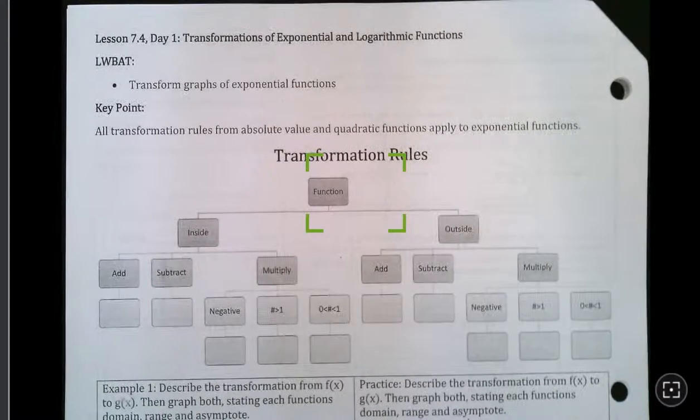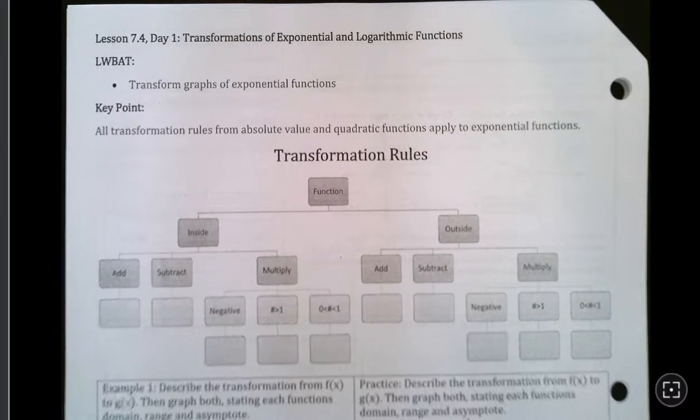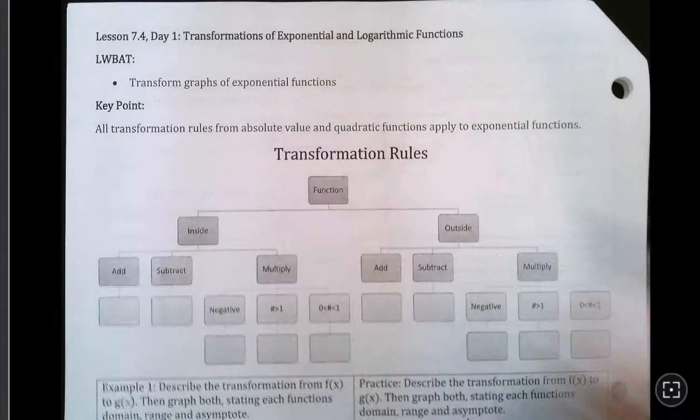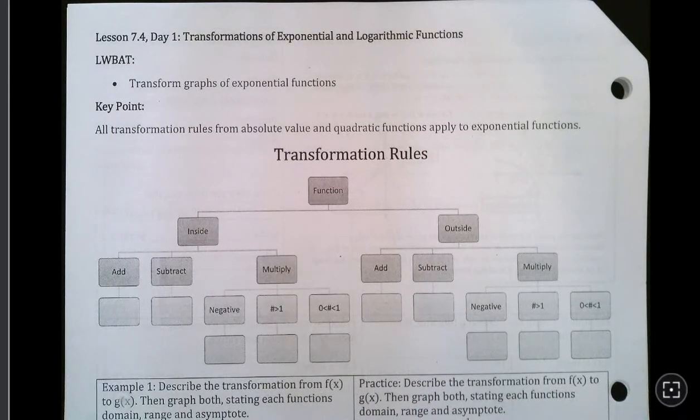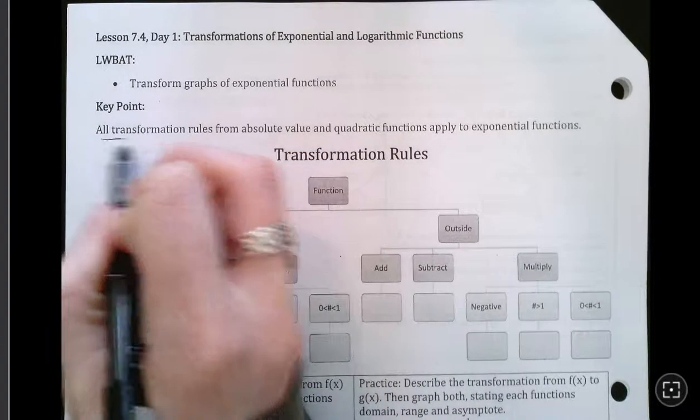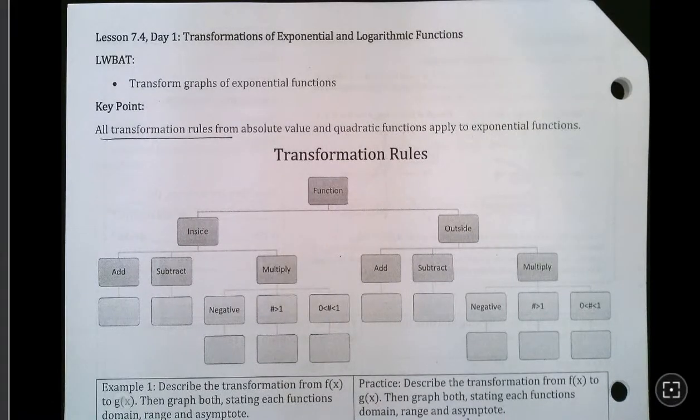So, let's focus, hopefully, there we go. Transformation rules. We're transforming graphs of exponential functions. We'll do graphs of logarithms tomorrow. As a review, transformation rules apply the same way as they have in the past. So all our same rules work for exponentials.